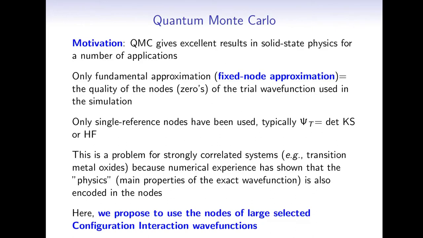So that's it for how to make a CI calculation for a correlated solid. Now quantum Monte Carlo. Why quantum Monte Carlo? Because we know that it gives really excellent results in solid state physics for a number of applications. It's expensive, but you can get some interesting information. The problem is that you have one fundamental approximation, which is called the fixed node approximation. We will see that in a few minutes.